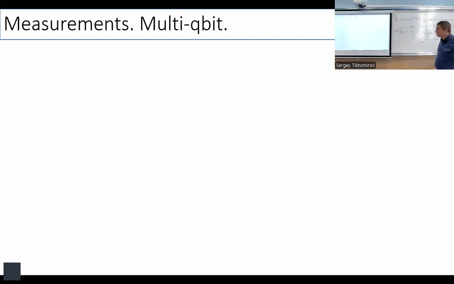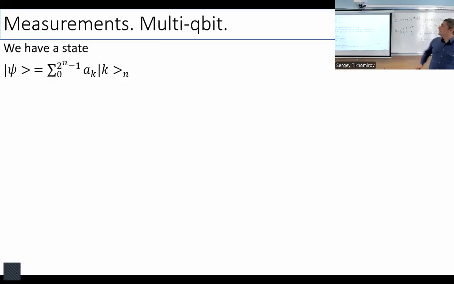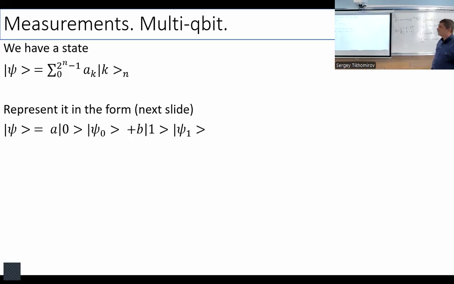What we do, okay, this was one qubit, and that's it with one qubit, just one slide. And multiple qubits. So this is a big state. And we still assume that I measure the first one. Assume for a second, on the next slide I will show how to do this, and we actually did such calculations when we considered parallelism, but assume that it is represented in such a form.